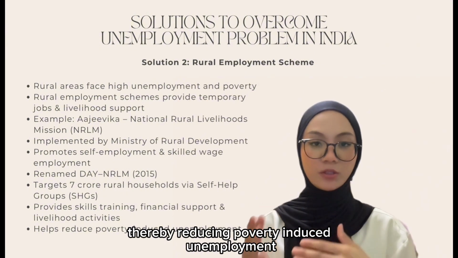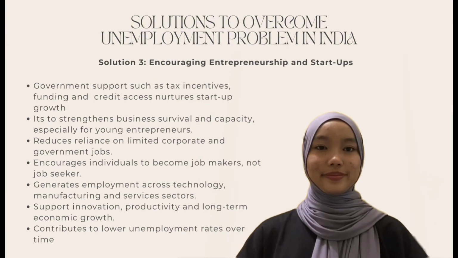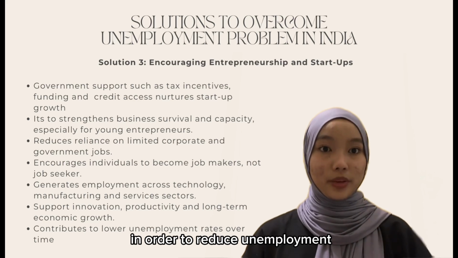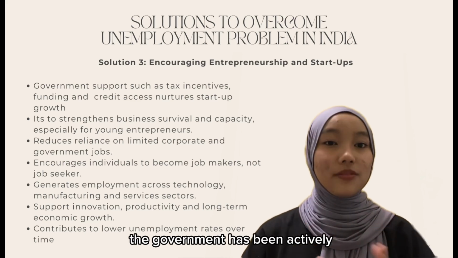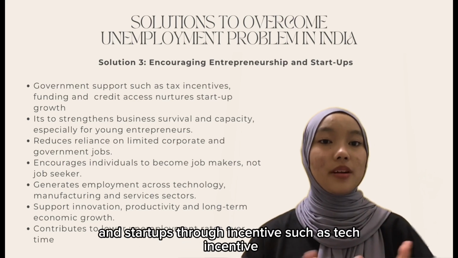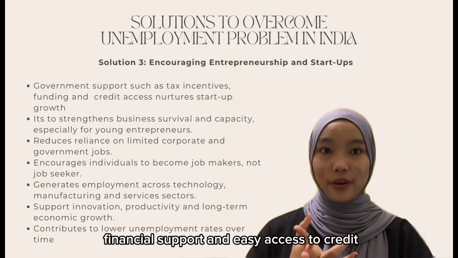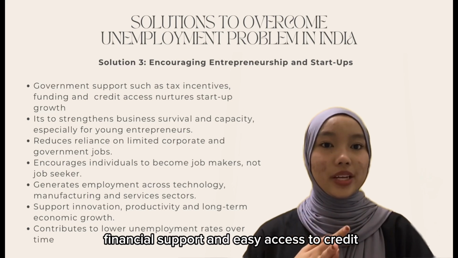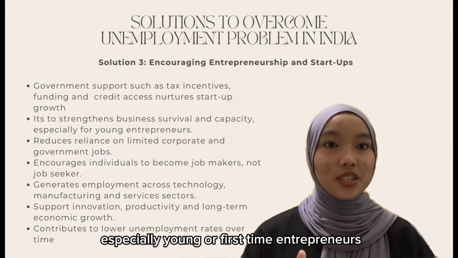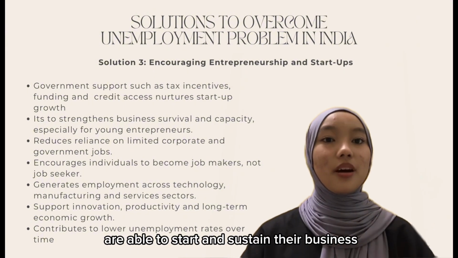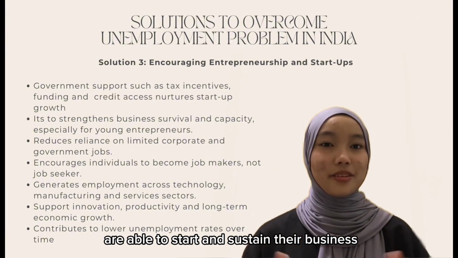By investing in capacity building and income generating activities, NRLM enables the rural poor to participate in economic activities, thereby reducing poverty-induced unemployment. In order to reduce unemployment, the government has been actively promoting entrepreneurship and startups through incentives such as tax incentives, financial support, and easy access to credit. More individuals, especially young or first-time entrepreneurs, are able to start and sustain their business.